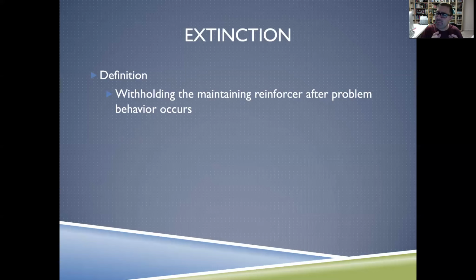So in the makeup example, the consequence just naturally stops happening. If I buy a new gel to put on my hair, and then I do it, and my hair looks terrible, my hair looked ugly, and then I put the product on, and the hair continues to look ugly. Notice that there was no one actually intervening or trying to remove the reinforcer from my behavior. It was just a natural occurrence.